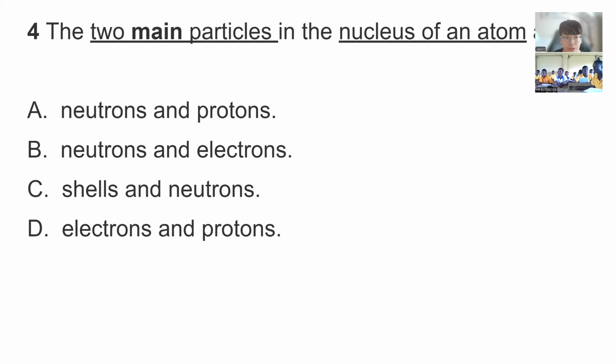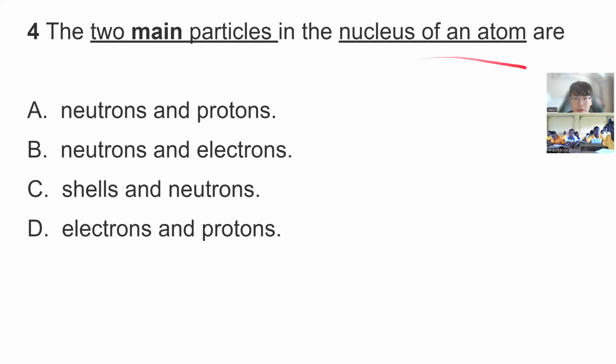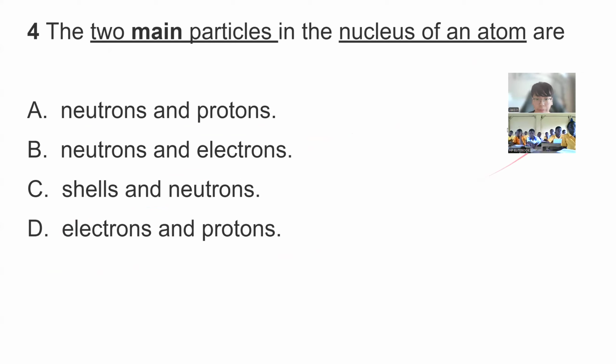Okay, if there are no questions, let me move on to this fourth question: the two main particles in the nucleus of an atom, are they neutrons and protons, or neutrons and electrons, shells and neutrons, or electrons and protons? It's A. Yes, that is right. It's A.